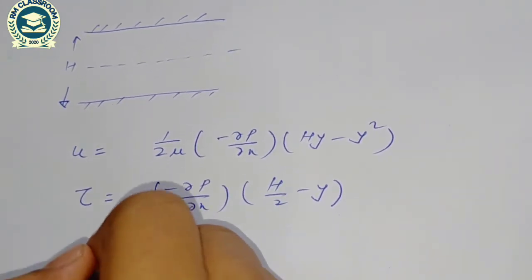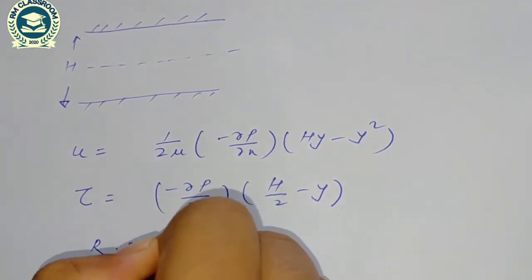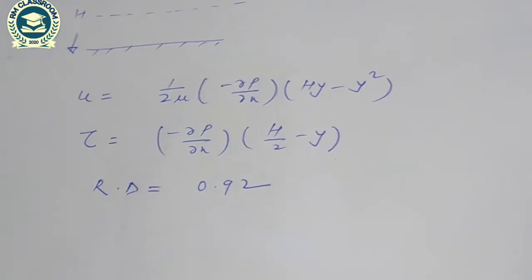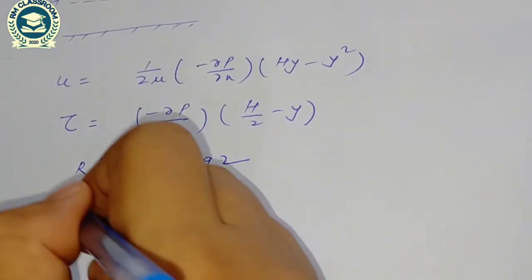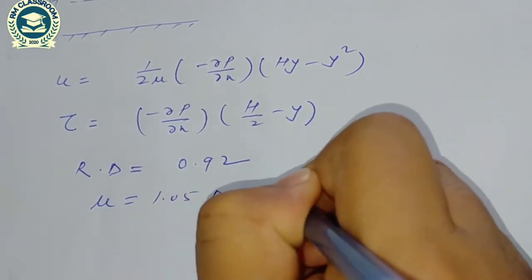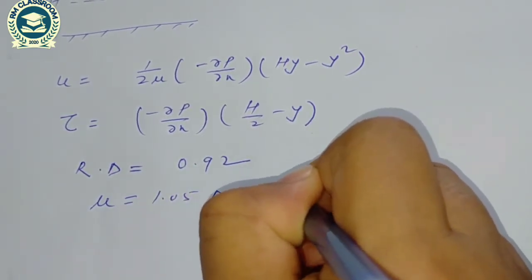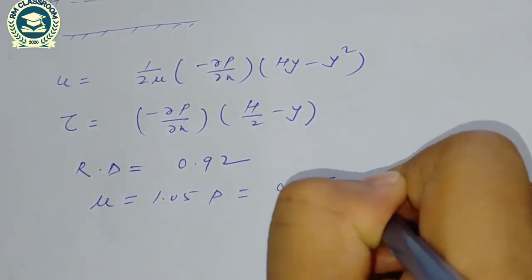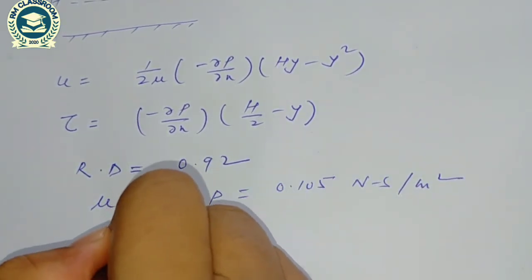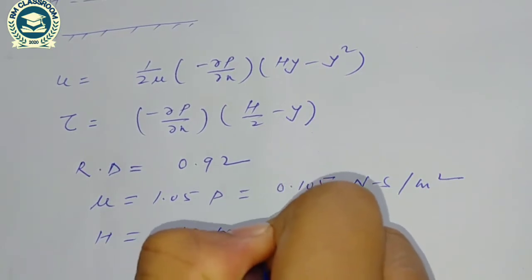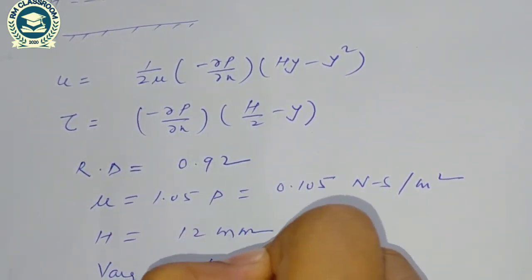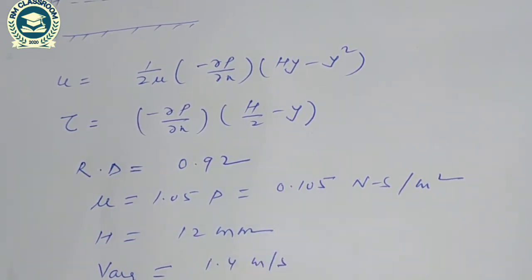So the given data, relative density is 0.92 and the dynamic viscosity mu is equal to 1.05 poise. So if I convert in Pascal, it is 0.105 Newton second per meter square. H is equal to 12 mm and average velocity is given 1.4 meter per second.